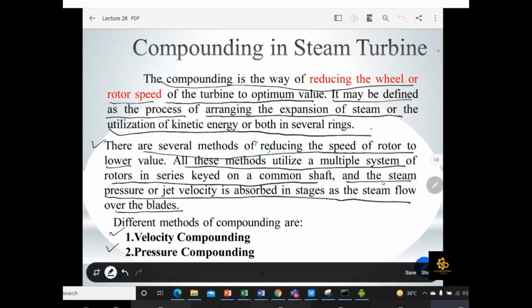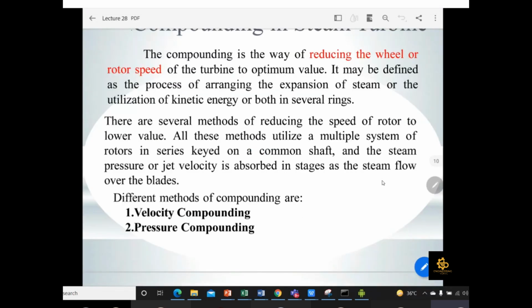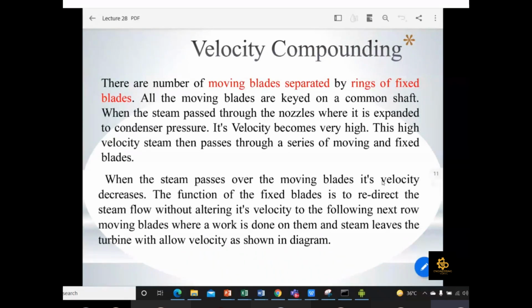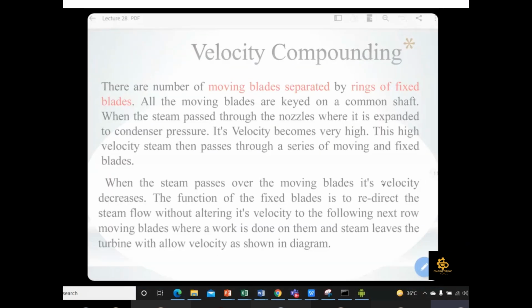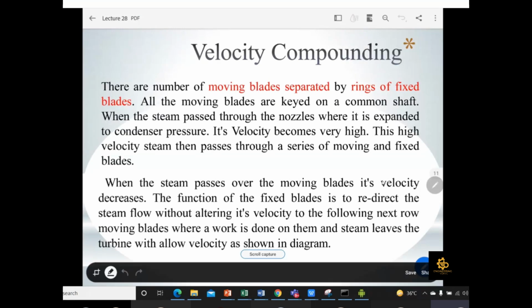So first we will look into velocity compounding, that is, what is the meaning of velocity compounding. This is just a theory. There are a number of moving blades separated by a ring of fixed blades. All the moving blades are keyed on a common shaft. When the steam passes through the nozzles, where it is expanded to condenser pressure, its velocity becomes very high.